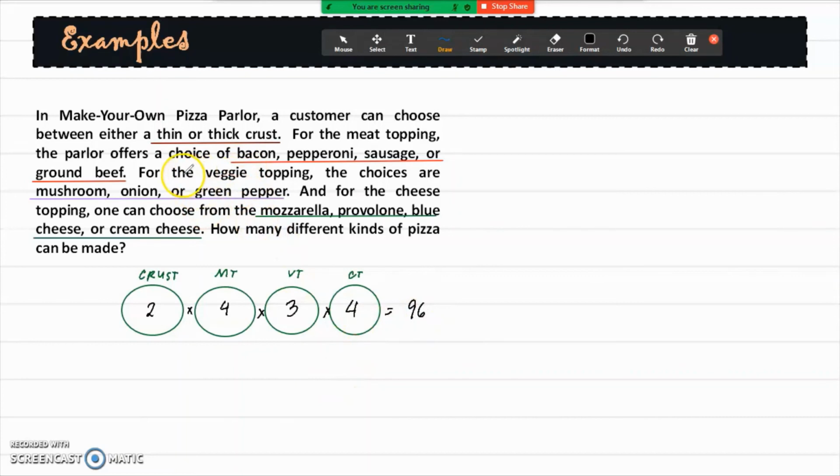Okay, so answering our problem, we'll say there are 96 different kinds of pizza that the parlor can make.